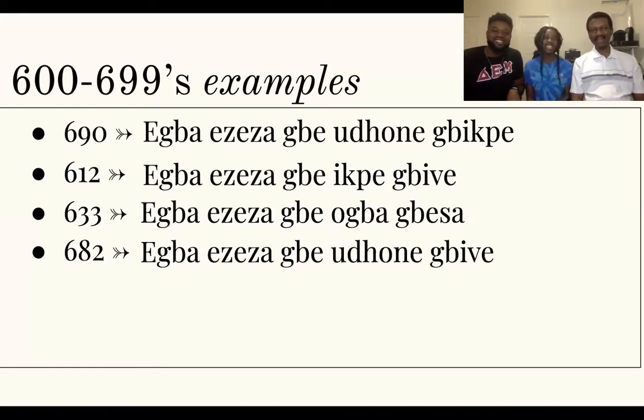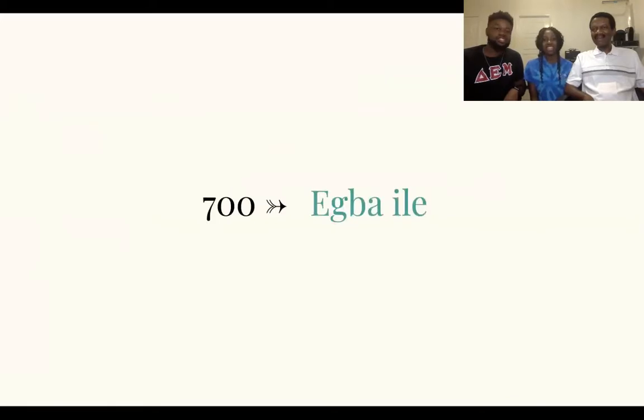Sure. So 690 is Egba Ezeza Be Udone Bigbe. 612 is Egba Ezeza Be Ikbe. 633 is Egba Ezeza Be Ogbagbesa. And 682 is Egba Ezeza Be Udone Bigbe. Let me listen. Brother. And now we're going to be going into the 700s.